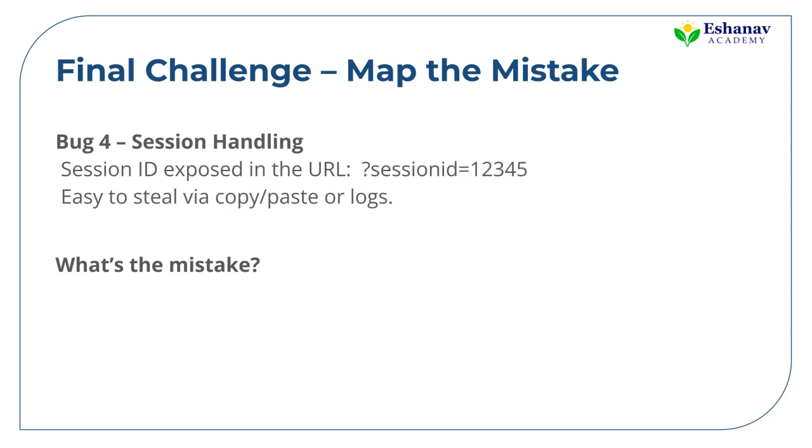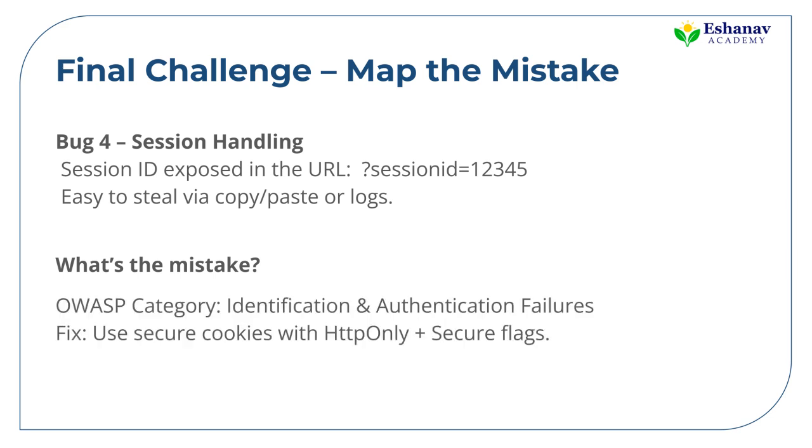Bug 4. Session IDs are exposed in the URL, like this: sessionid=12345. Which OWASP issue is this? This is an identification and authentication failure. The fix is to store session tokens securely in cookies with HttpOnly and Secure flags enabled.